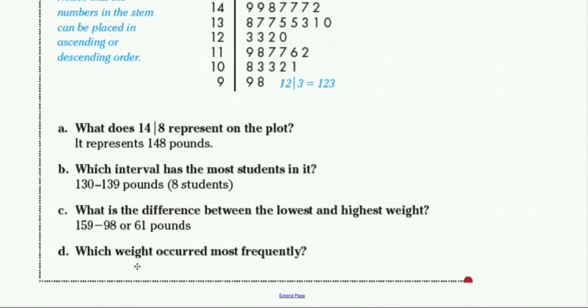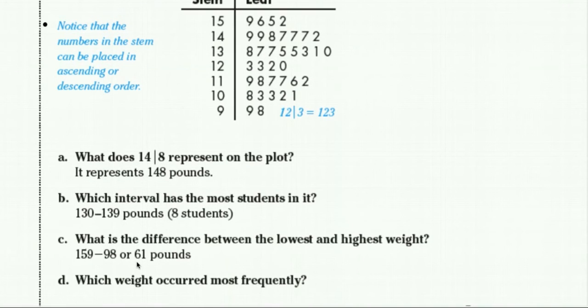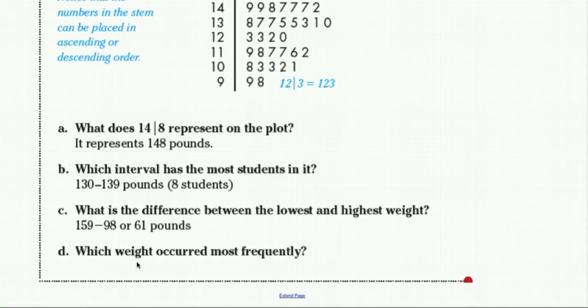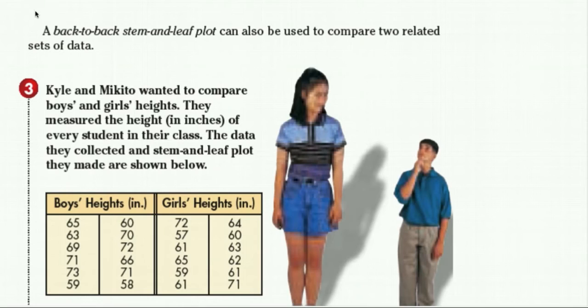Which weight occurred most frequently? It's also asking for the mode of this, and that would be 147, which appeared 3 times. And that is example number 2. Let's take a look at the last example, which will talk about back-to-back stem and leaf plots.